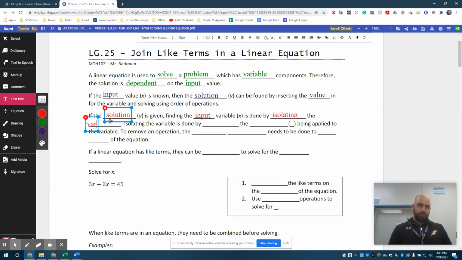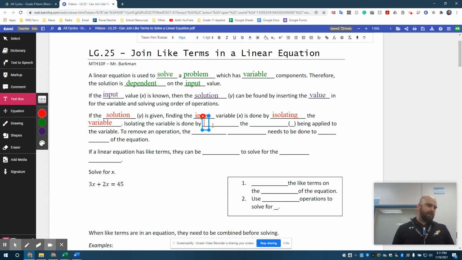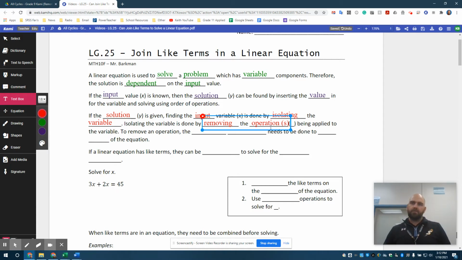If the solution is given, finding the input variable is done by isolating the variable, so we have to try to solve for the variable. We remember that isolating the variable is done by removing the operations being applied to the variable. So we've got to remove those operations.